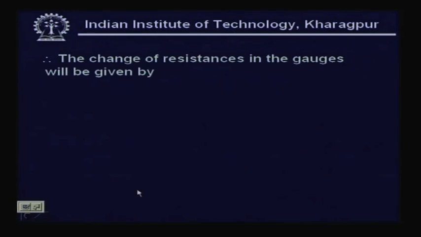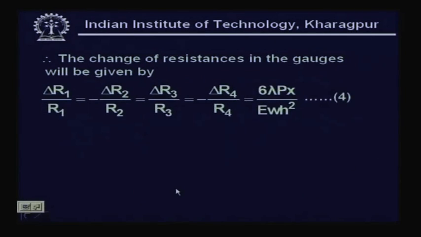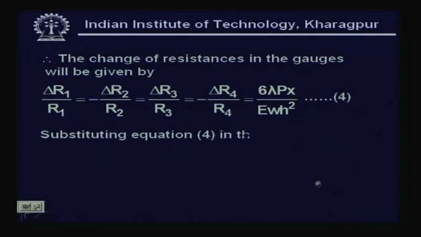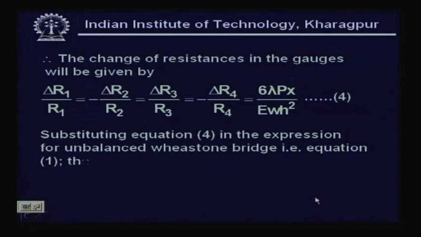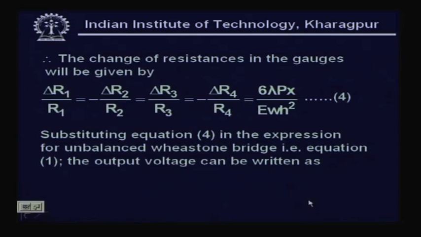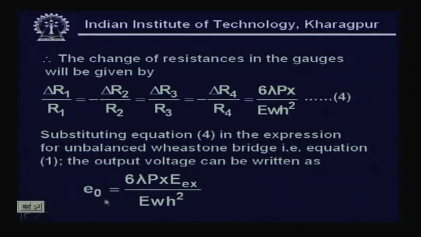The change of resistance in the gauges will be given by delta R1 by R1 equal to minus delta R2 by R2 equal to delta R3 by R3 equal to minus delta R4 by R4 equal to 6 lambda P x by E W h square, which is equation number 4. Substituting equation 4 in the expression for the unbalanced bridge which we derived some time ago, the output voltage can be written simply as E naught equal to 6 lambda P x E x by E W h square, because there is already a negative sign in front of delta R2 by R2, so all terms become positive, where E is the Young's modulus.